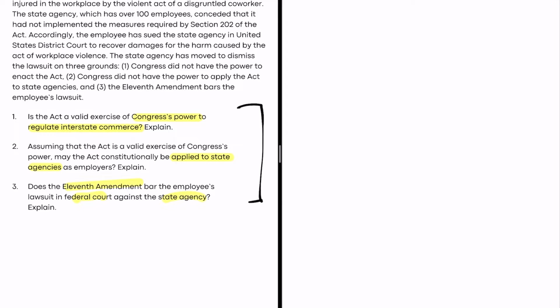So this is a really great call of the question. It gives us all kinds of important information that we can use as we begin to actually read our fact pattern for the first time. So we can break this down question by question and try to develop a little bit of an issue spotting checklist, starting with question number one. Is the act a valid exercise of Congress's power to regulate interstate commerce? The issue is handed to you in the call of the question. This is a clear commerce power analysis.